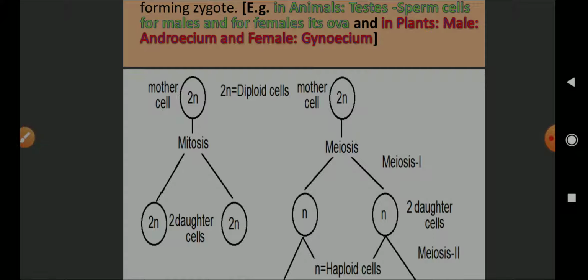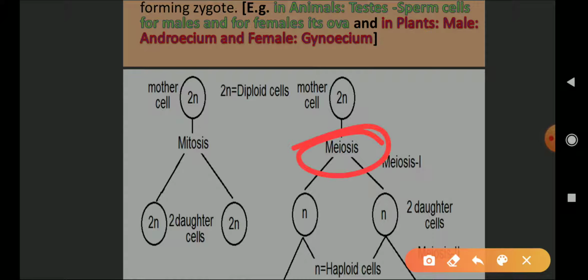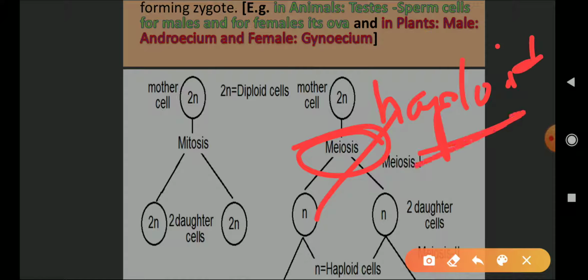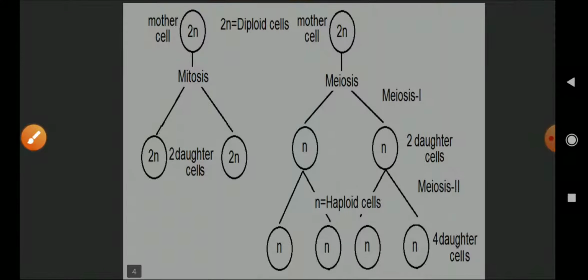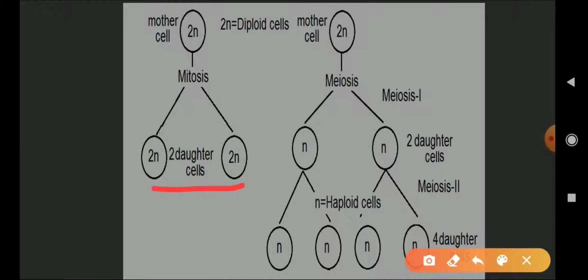So mitosis has a diploid mother cell and the daughter cells are also diploid, that means 2n, while in meiosis the mother cells are diploid and the daughters are haploid. So here it is diploid and here n is haploid. This is a difference between the process of mitosis and meiosis. Another difference is that mitosis produces 2 daughter cells while meiosis produces 4 daughter cells.